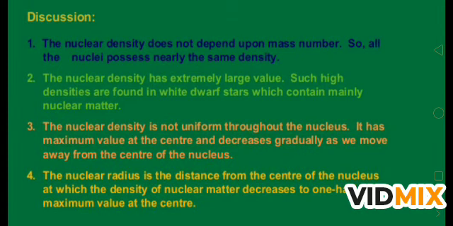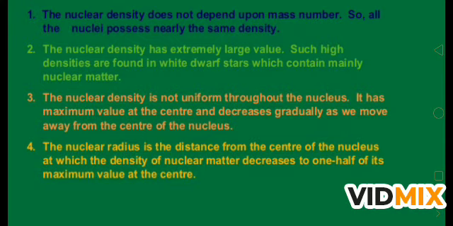The nuclear density does not depend upon mass number, so all the nuclei possess nearly the same density. The nuclear density has extremely large value. Such high densities are found in white dwarf stars which contain mainly nuclear matter. And the third is nuclear density is not uniform throughout the nucleus. It has maximum value at the center and decreases gradually as we move away from the center of nucleus. And the fourth one is the nuclear radius is the distance from the center of nucleus at which the density of nuclear matter decreases to 1/2 of its maximum value at the center.